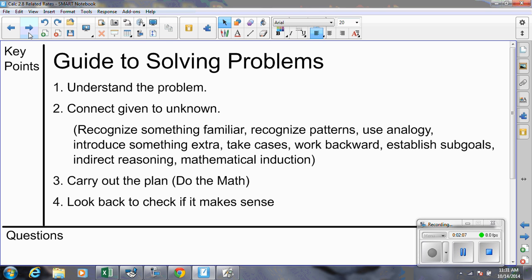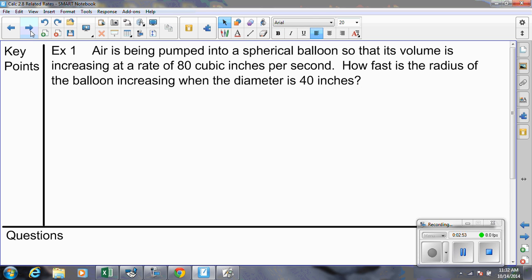A lot of times that involves recognizing something familiar, searching for a pattern, adding in some other fact that you always know is true, breaking it up into chunks so that you have cases, working backward, basically building in steps. Use whatever you can, but somehow you're going to have to connect what you're told to what you don't know. When you're able to do that, you will generally build an equation that you can work with. After you build the equation, you've got to do the math to carry out the plan, and then at the end, look back to see if it makes sense. Specific to related rates, we'll fill in some of these details and give you a guideline toward the end of the lesson.